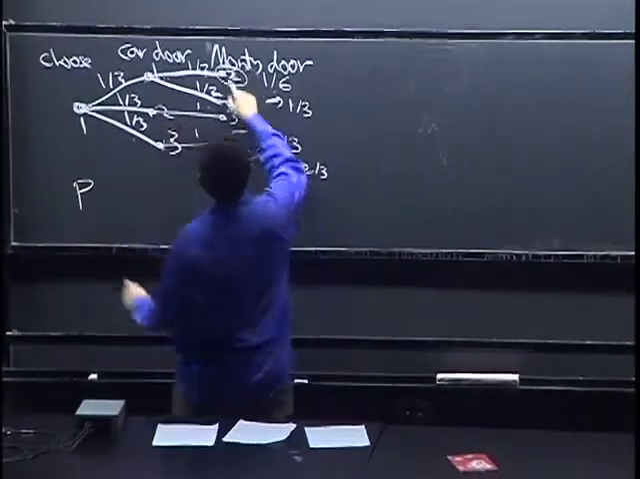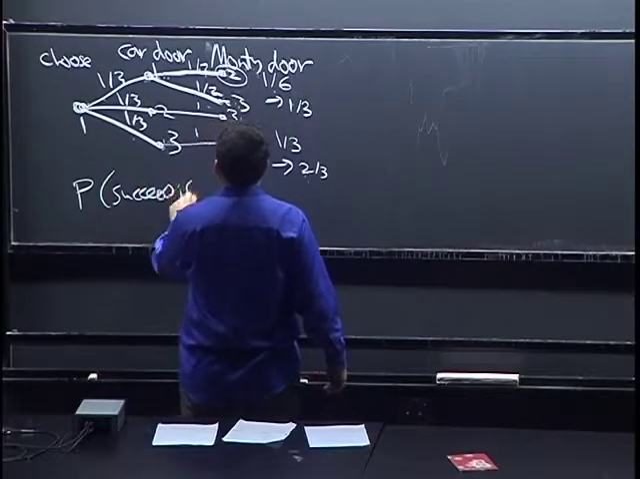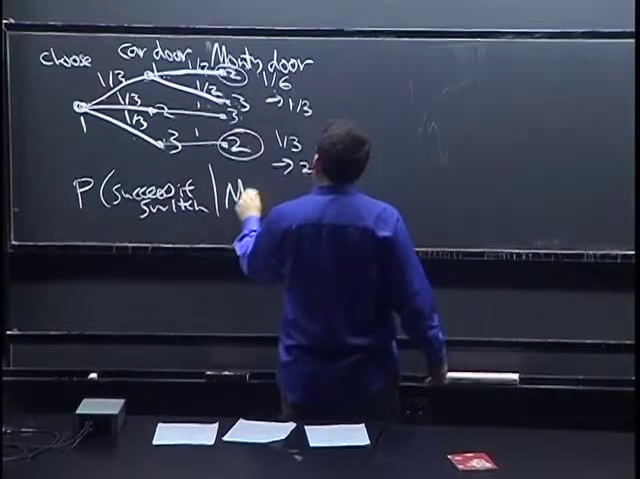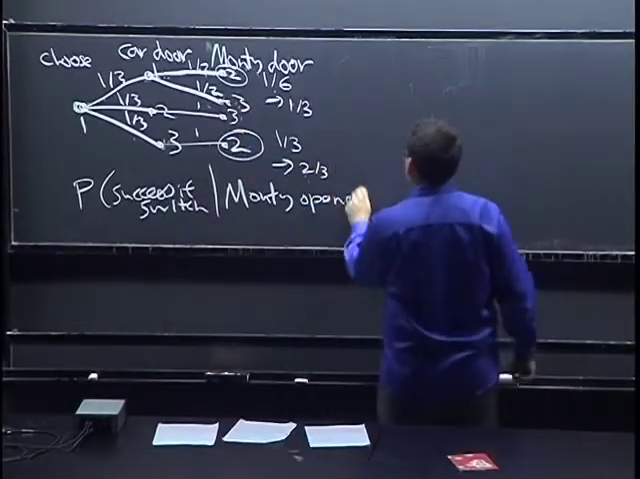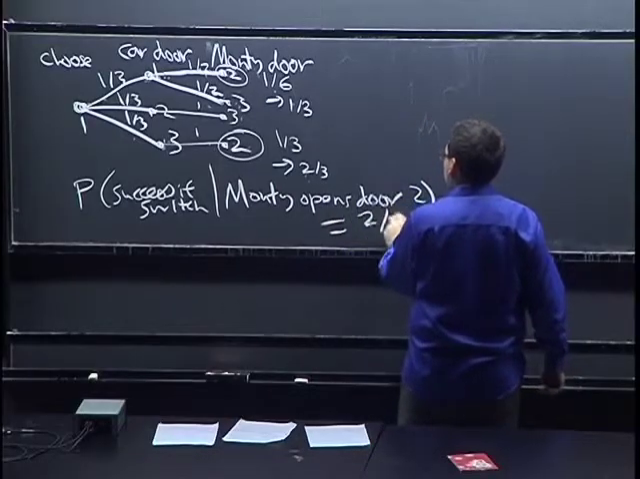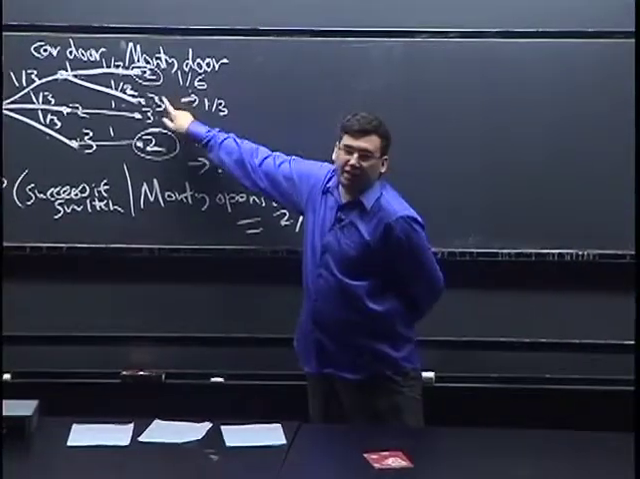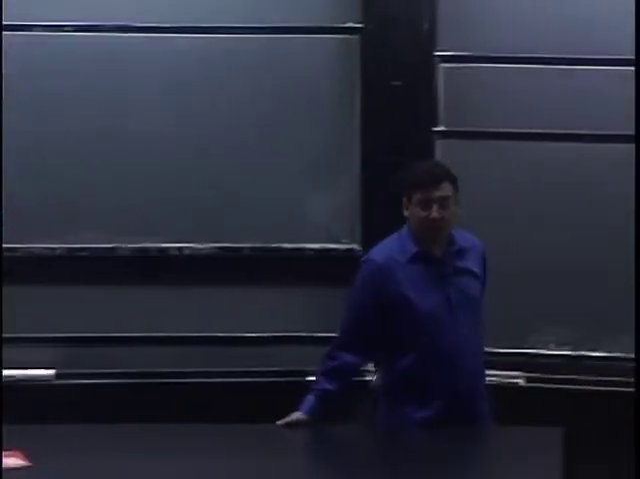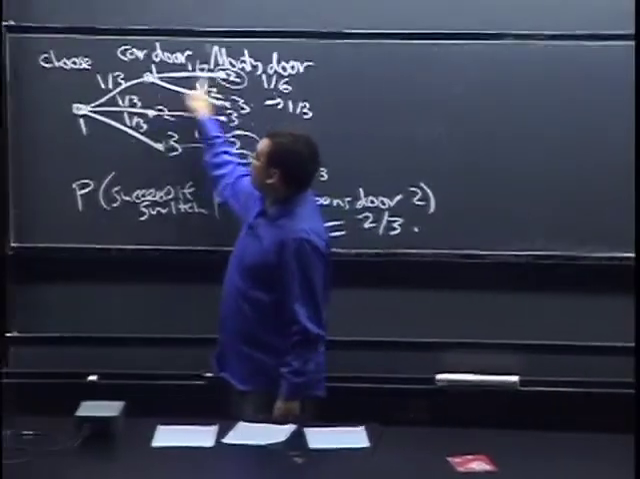So what the circling just showed was that the probability of success if switching, given that Monty opens door 2, because I was assuming he opened door 2, and we just showed, just by this tree diagram, that this is equal to 2/3. Of course, you could do the same thing if he opens door 3, just circle the other 2, same thing again, and it's still 2/3. Okay? So that's one way to think of it, just looking at what the different possibilities are.